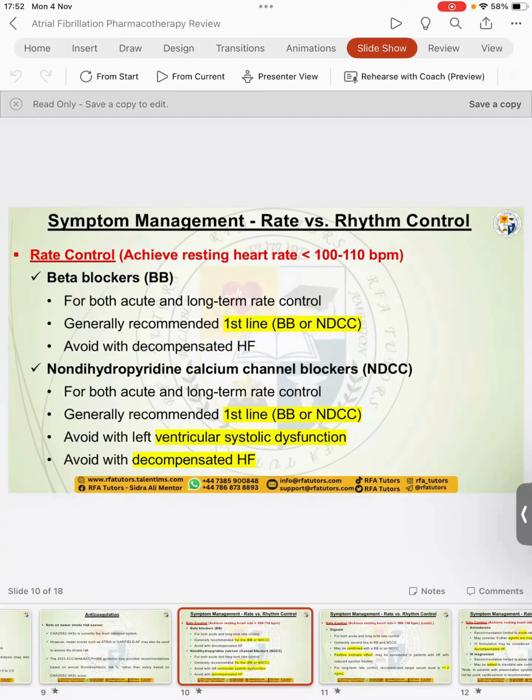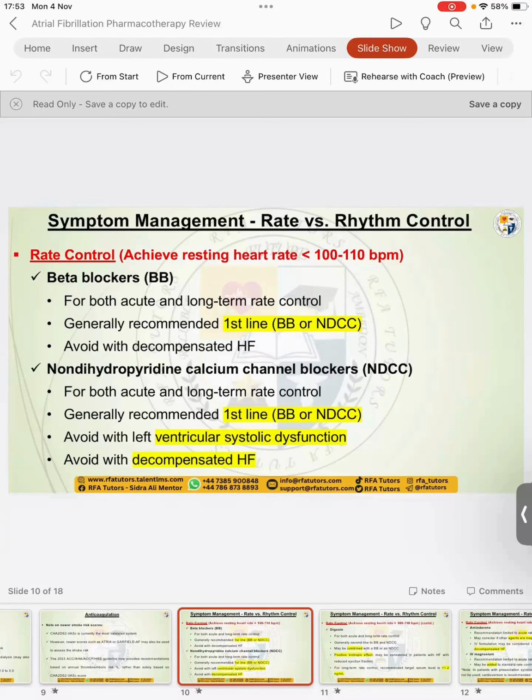Because of the irregular, fast, asynchronous contraction of the atria, there is an increased risk of clot dislodgement. So these are the medications. First of all, we use beta blockers or non-dihydropyridine calcium channel blockers. Non-dihydropyridine calcium channel blockers include verapamil and diltiazem.